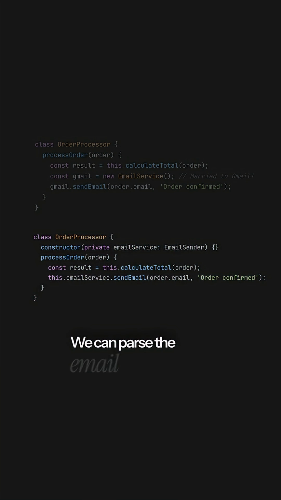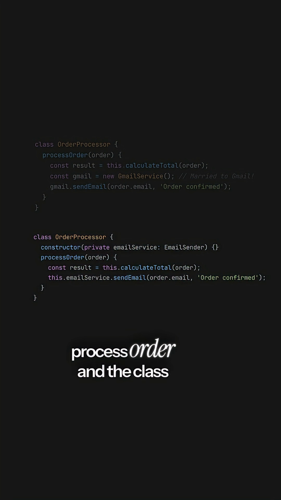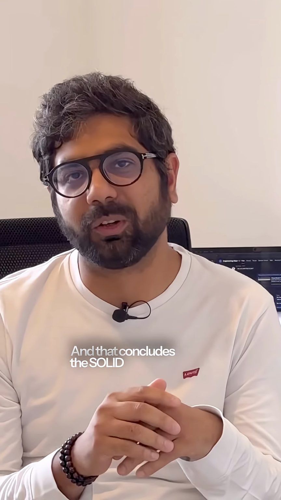We can pass the email service as a constructor argument. Now this email service is available throughout the process order class to use whenever we need to. Now we can switch from Gmail to any other service without touching our business logic. And that concludes the SOLID principles for us.